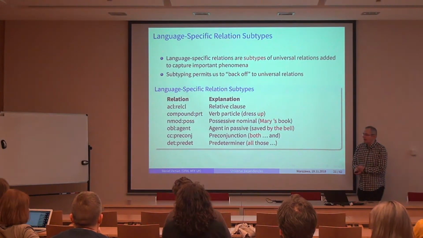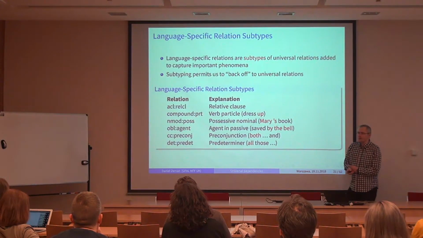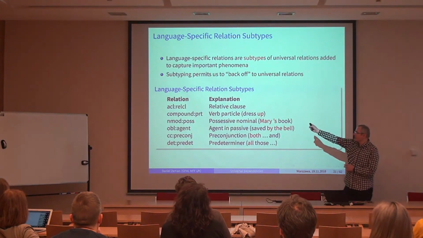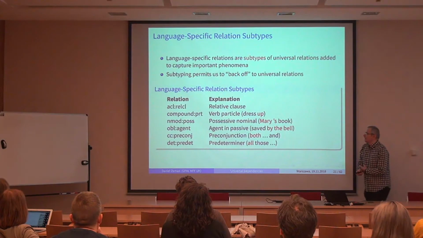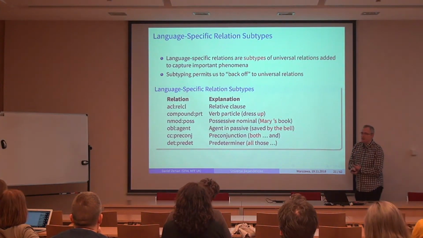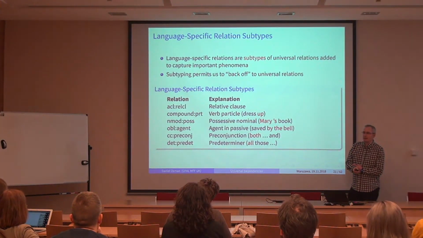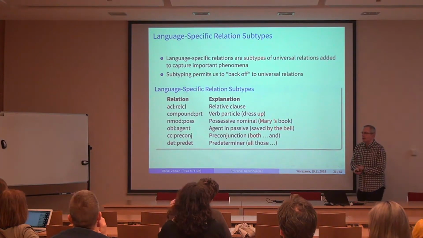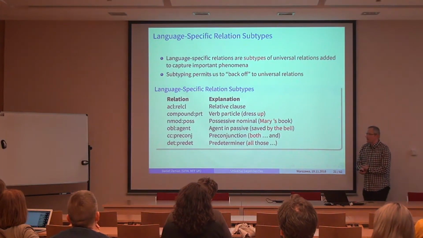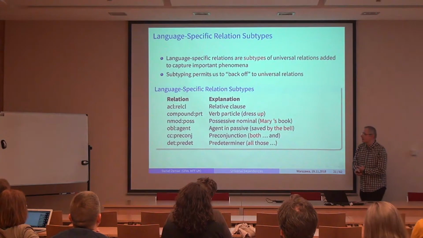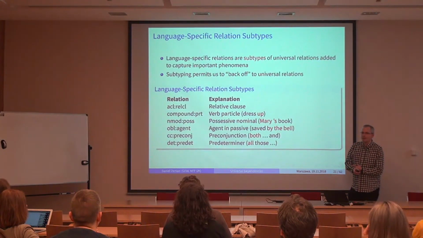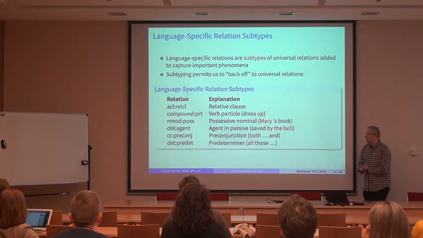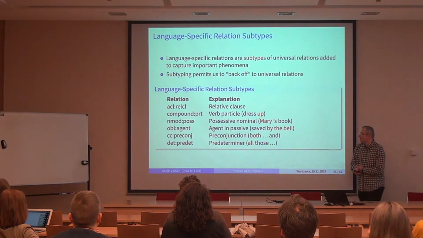And it's not always really specific to one language. And the first example here is a very good example of that. ACL means just adnominal clause, so that's a clause that is modifying a nominal. And there's a very widely attested subtype of that, and it's a relative clause. So you will find it in many languages. I don't dare to say in all languages, but in many of them.